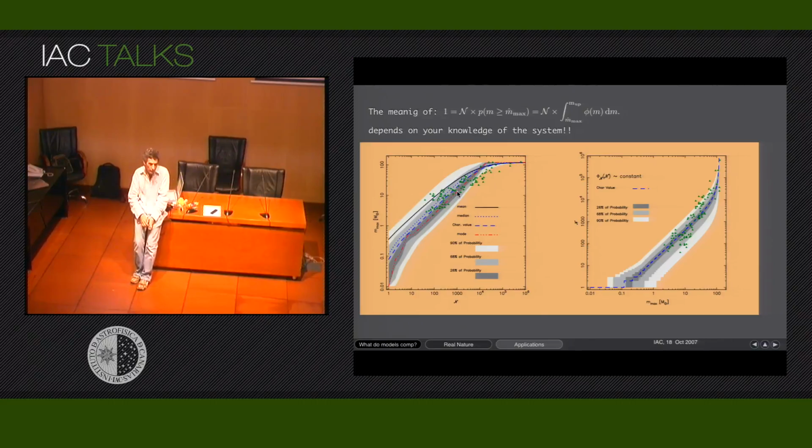And yes, always in the data there is something that you don't know, and there is no way to escape from that.